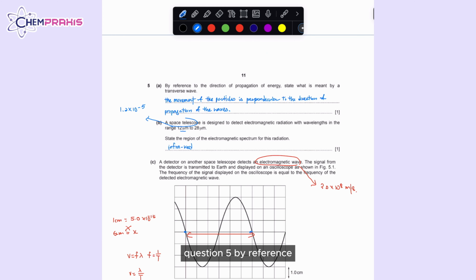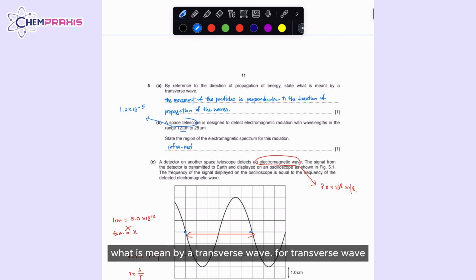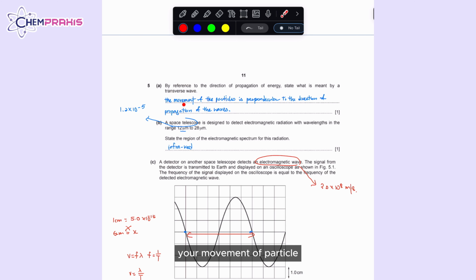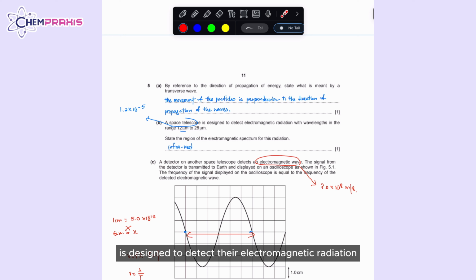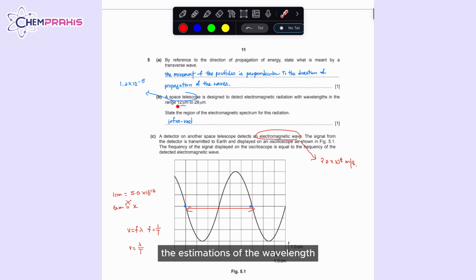Question 5. By reference to the directions of the propagation of energy, state what is meant by a transverse wave. For a transverse wave, the movement of particles will be perpendicular to the direction of the propagation of the wave. For B, a space telescope is designed to detect electromagnetic radiation with wavelength in the range of 12 micrometer to 28 micrometer. So state the region of the electromagnetic spectrum for these radiations. It will be infrared. So you will need to know the estimations of the wavelength for all electromagnetic radiation.